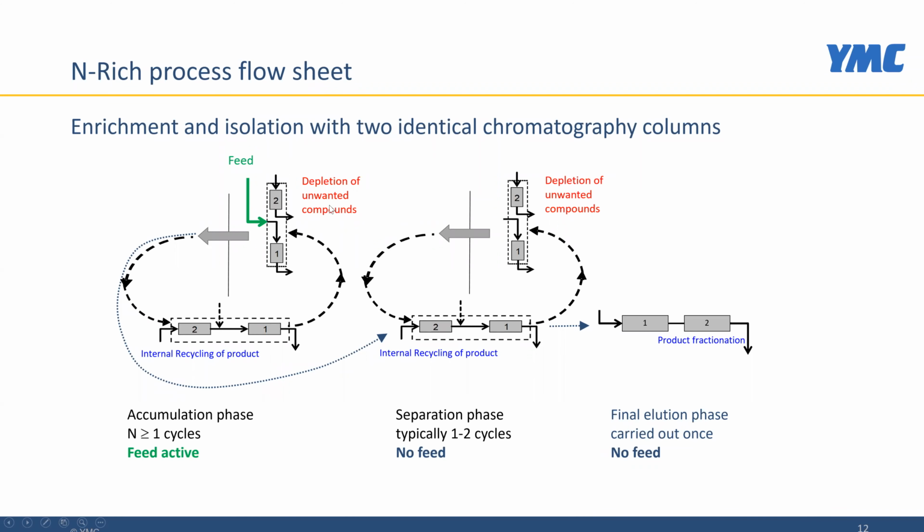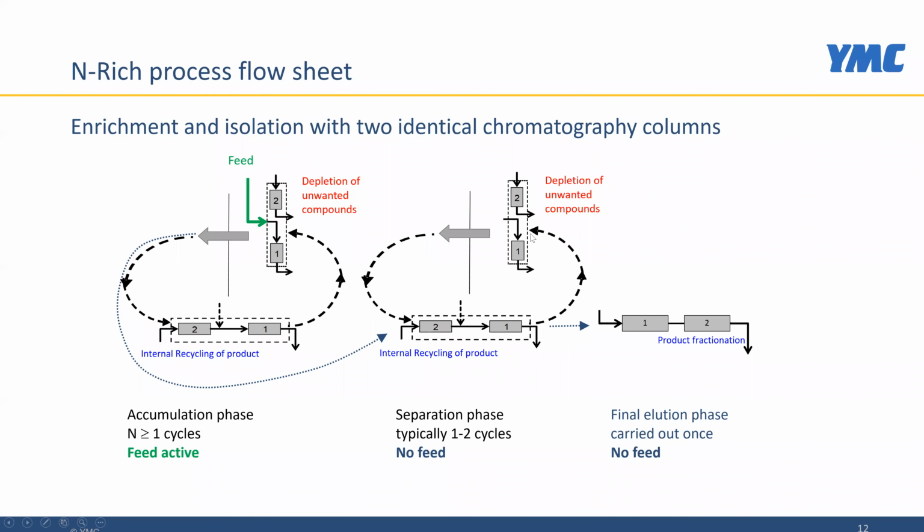The schematic looks kind of complex, but we'll have an animation on the next slide. What I want to show here is this: we have a first cyclic phase where we inject feed every cycle, so we inject new material that contains our side compounds that we want to isolate. So here we have feed injections, and we run that a couple of cycles.